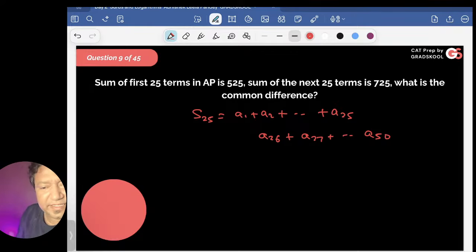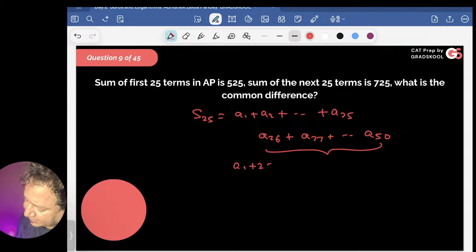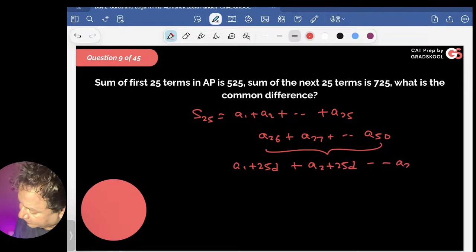S50 minus S25, something like that, right? I can say that. What is this exactly? A26 is A1 plus 25D, am I right? A27 is A2 plus 25D, and so on. A50 is A25 plus 25D. Now, what does that mean?